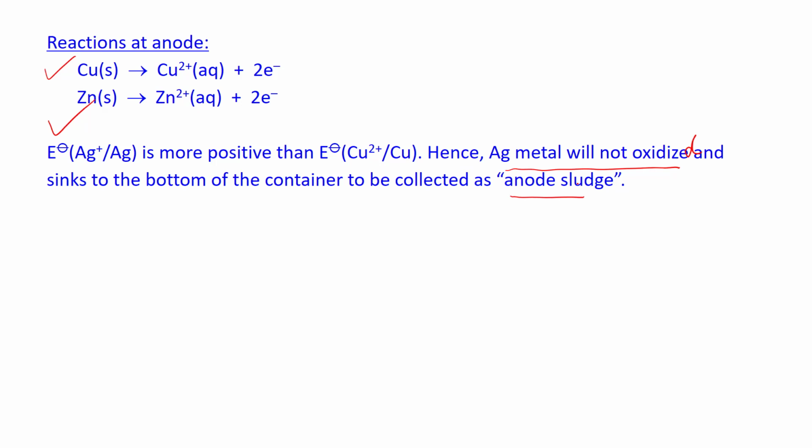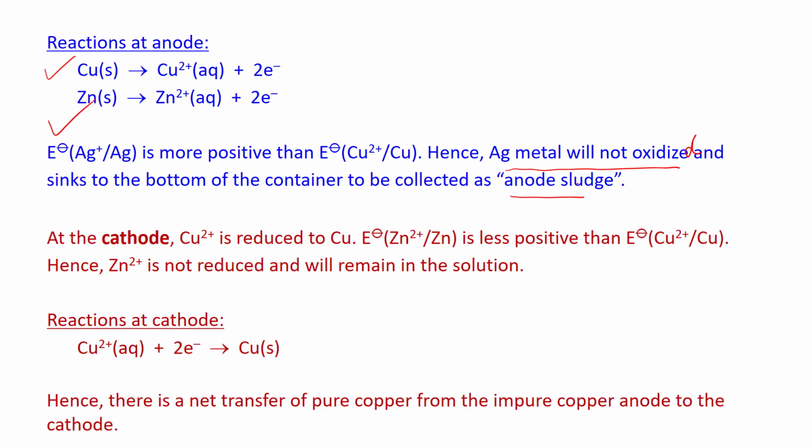Because as the copper and zinc dissolve to form the aqueous ions, it will not be able to hold the silver metal there. So the silver metal falls off as anode sludge. So this is what is happening at the anode. Now moving on to the cathode. We now have copper 2+ and zinc 2+ in the electrolyte. Let's see what happens at the cathode.